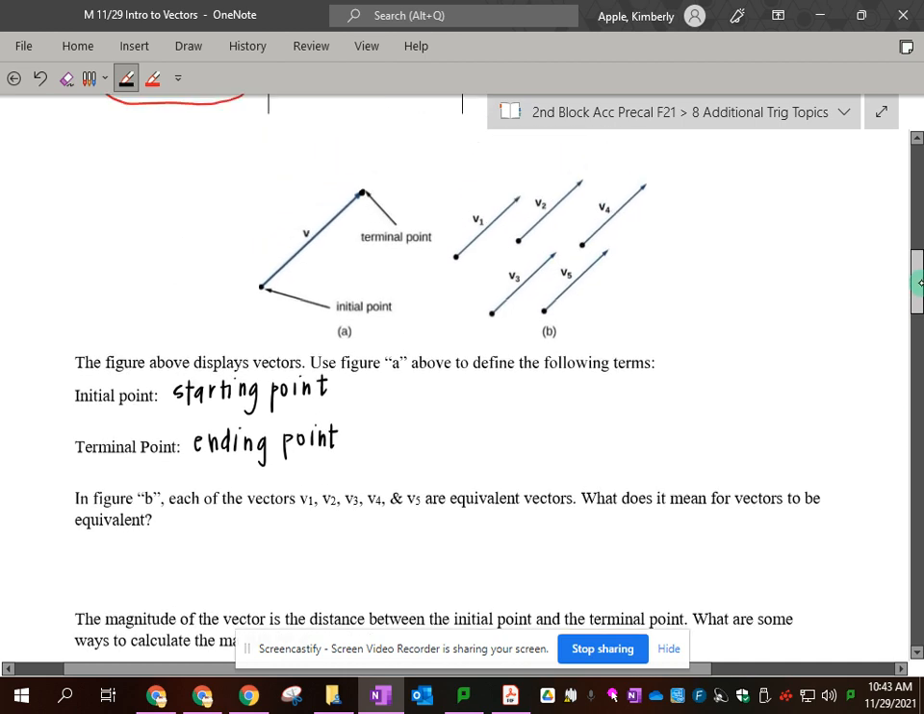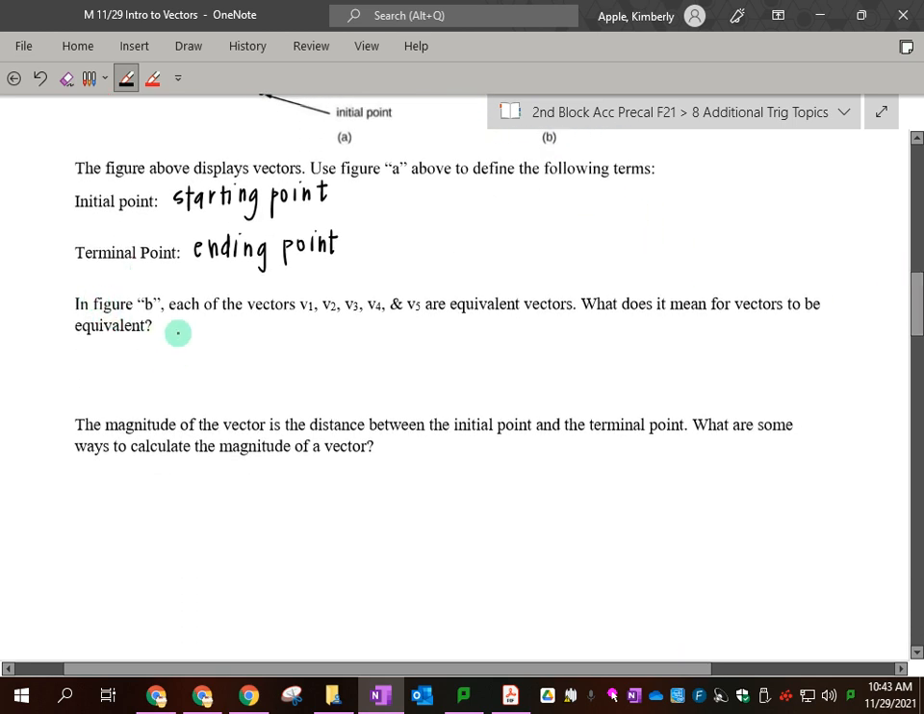So in figure B, each of these vectors is equivalent. What does that mean exactly? So the exact answer for this is for them to be equivalent, they have to have the same magnitude and direction. So, if you said they have to be the same length, then they have to be parallel, or they have the same slope, those things are not wrong because they do indicate direction. And the magnitude is just the length of the vector. But in general, this is your exact definition. For them to be equivalent, they have to have the same magnitude and direction.